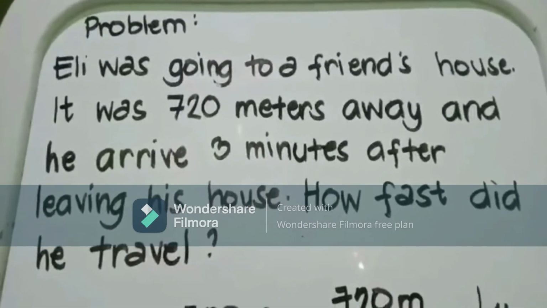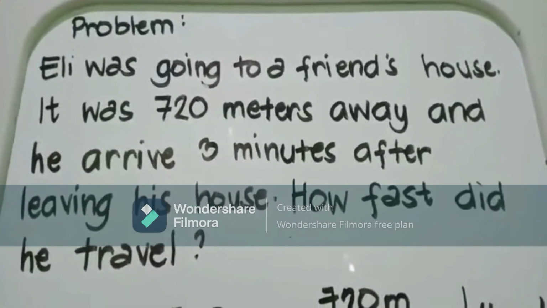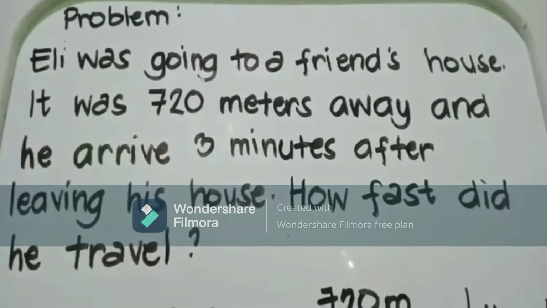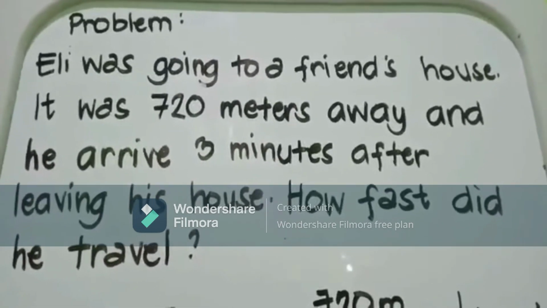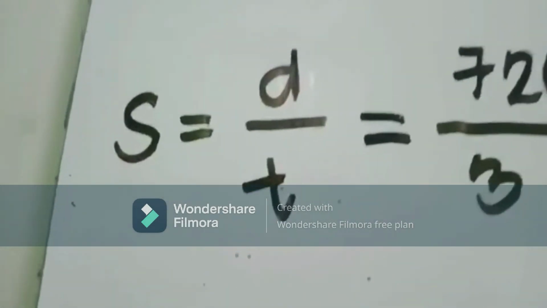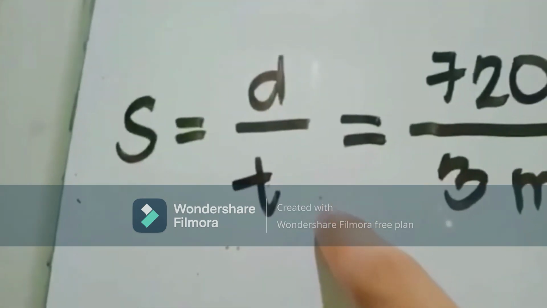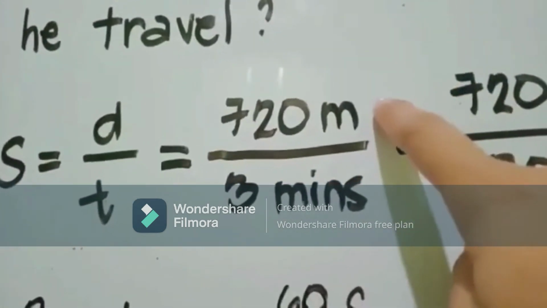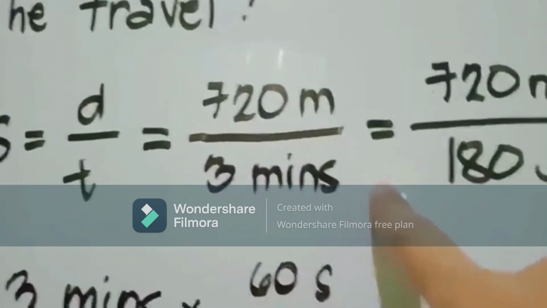So the problem goes, Ellie was going to a friend's house. It was 720 meters away and he arrived 3 minutes after leaving his house. The question is, how fast did he travel? So the formula will be the speed is equal to distance over time. So in the given, the distance is 720 meters and the time is 3 minutes.